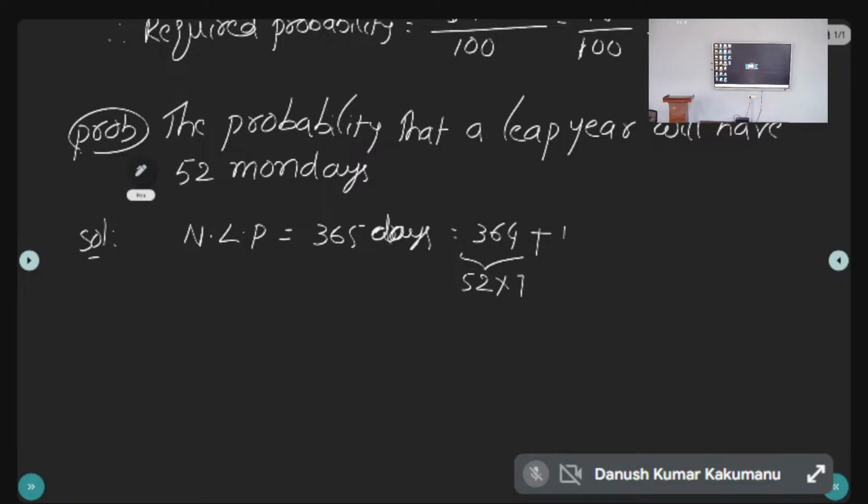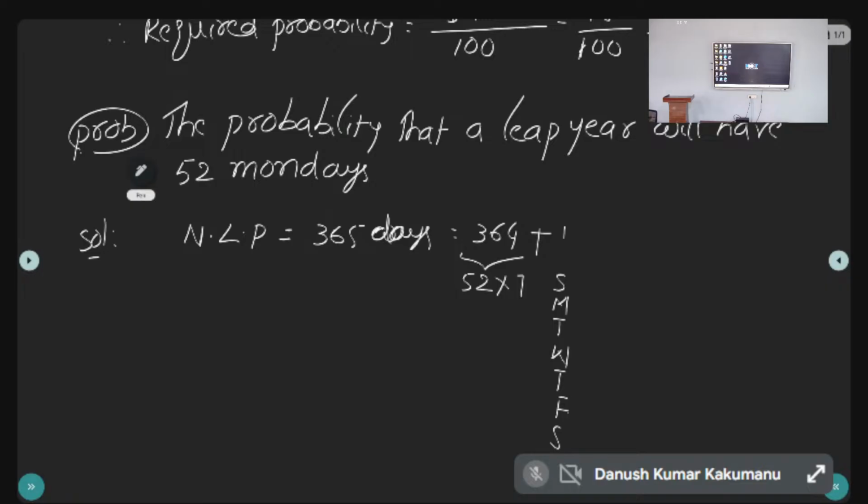That additional day may be Monday. Suppose the 364th day ends with Saturday, we don't know, then the next day is Sunday. If the 364th day ends with Sunday, the next day is Monday. If the 364th day ends with Monday, it will be Tuesday, and so on through Wednesday, Thursday, Friday, Saturday. This is the information for a non-leap year.